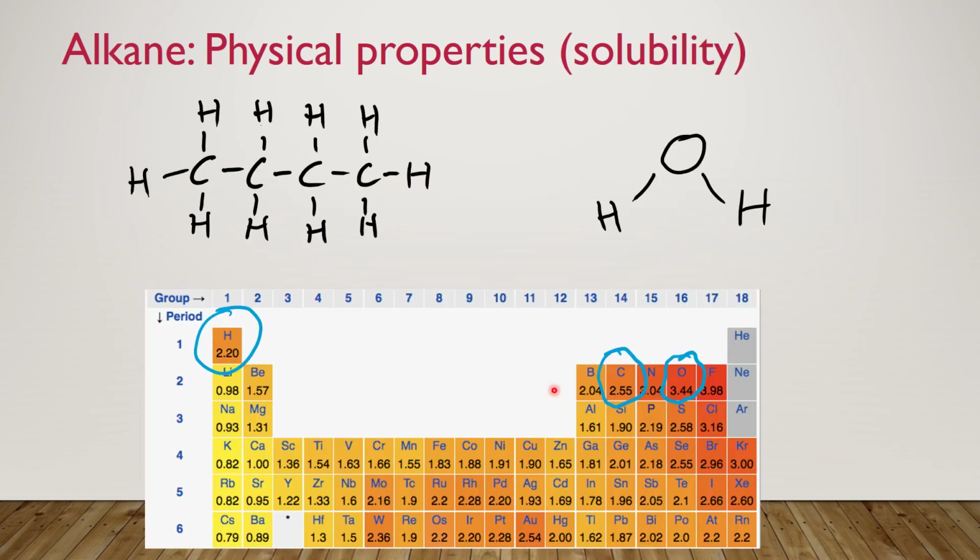So here's a table showing the electronegativities of hydrogen, carbon, and oxygen. We're just going to compare a generic alkane. This alkane is butane, and we're going to compare it to water. We can see that carbon and hydrogen aren't very electronegative. They are very similar, both around 2.5. That's not a large difference.